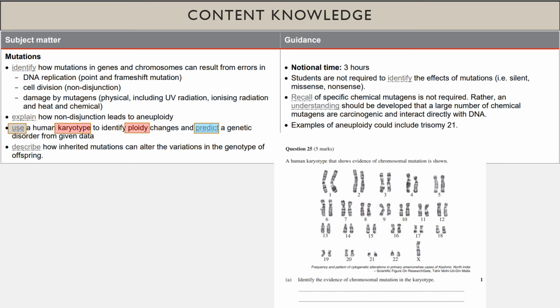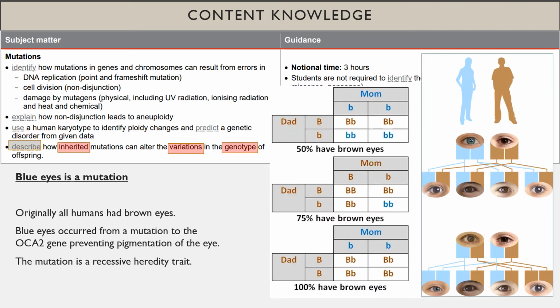Okay, so here students need to use a human karyotype to identify ploidy changes and predict a genetic disorder from given data. So here is one example of a karyotype, and they need to identify the ploidy changes. From here, as we've gone over, we know that there are supposed to be 23 pairs of chromosomes, but as the student should be able to pick out, on the 23rd pair there is only one. So we can do some different activities with that.